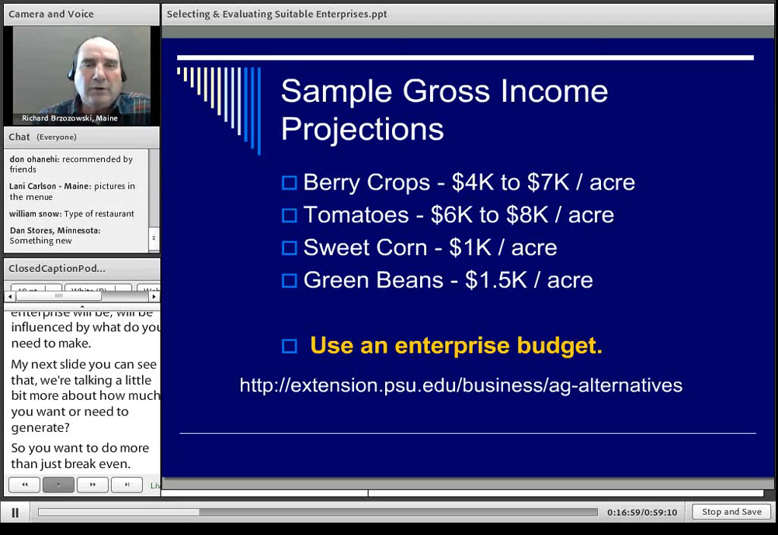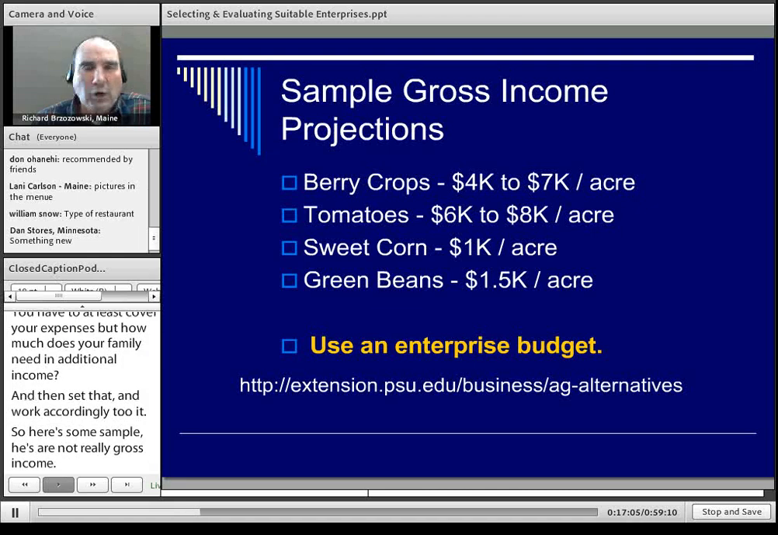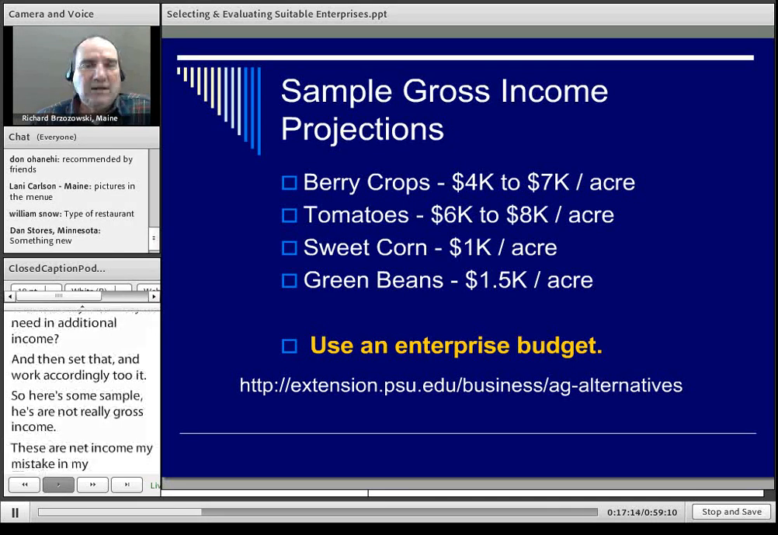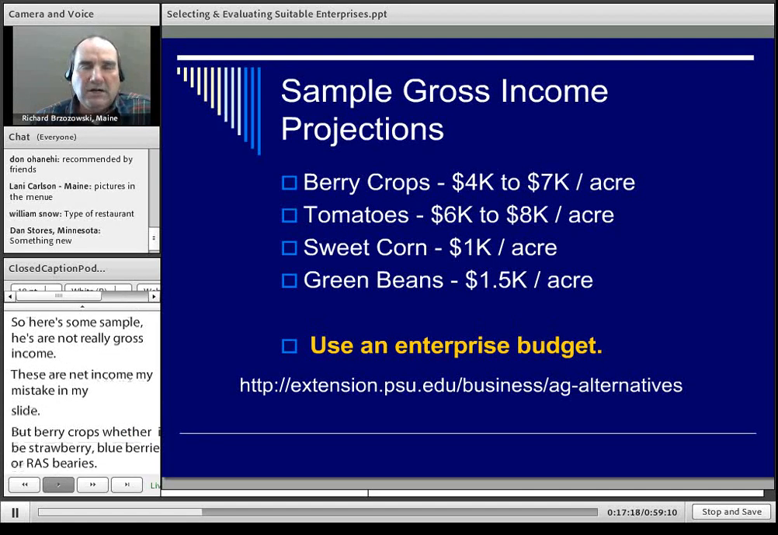But berry crops, whether it be strawberry, blueberry, or raspberries, and really we should start with $0 because you could have crop failure for some reason. But typically a berry farmer nets about $4,000 to $7,000 an acre from that crop. Tomatoes too are also a high cash crop. You need to invest in each of these. You know, these don't come from nothing.